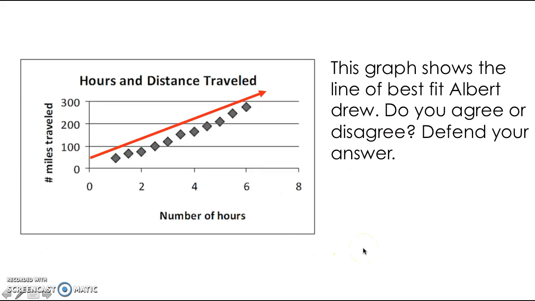All right, on your sheet of paper again, there is another example. In this next example, it shows you that there is a line of best fit that Albert drew. So here's your diagram right here. Hours and distance traveled. So your x-axis is the number of hours traveled, and your y-axis is the number of miles traveled. Okay, so we know that x is our independent variable, that as our x changes or gets greater, so does the amount of miles that we have traveled. The longer that we are in the car, the further we have gone.